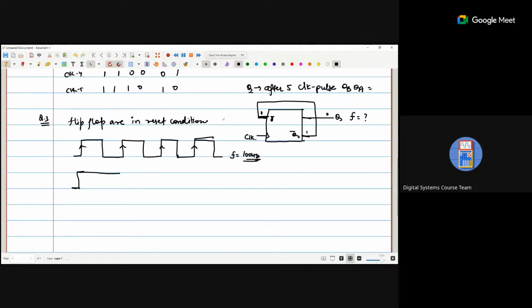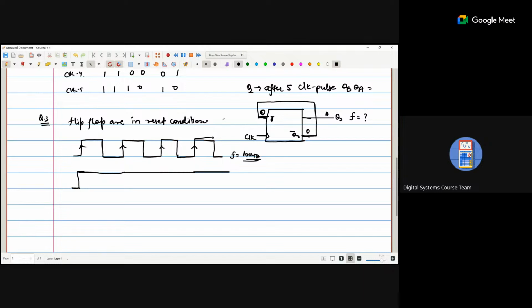It remains till this position. Now when Q is 1, Q bar is 0. When Q bar is 0, T is 0. So T will remain at the same position. Now for the third clock, Q is 1, Q bar is 0, and 0 will go to T. Because T is 0, Q remains the same. So Q n plus 1 will remain the same.